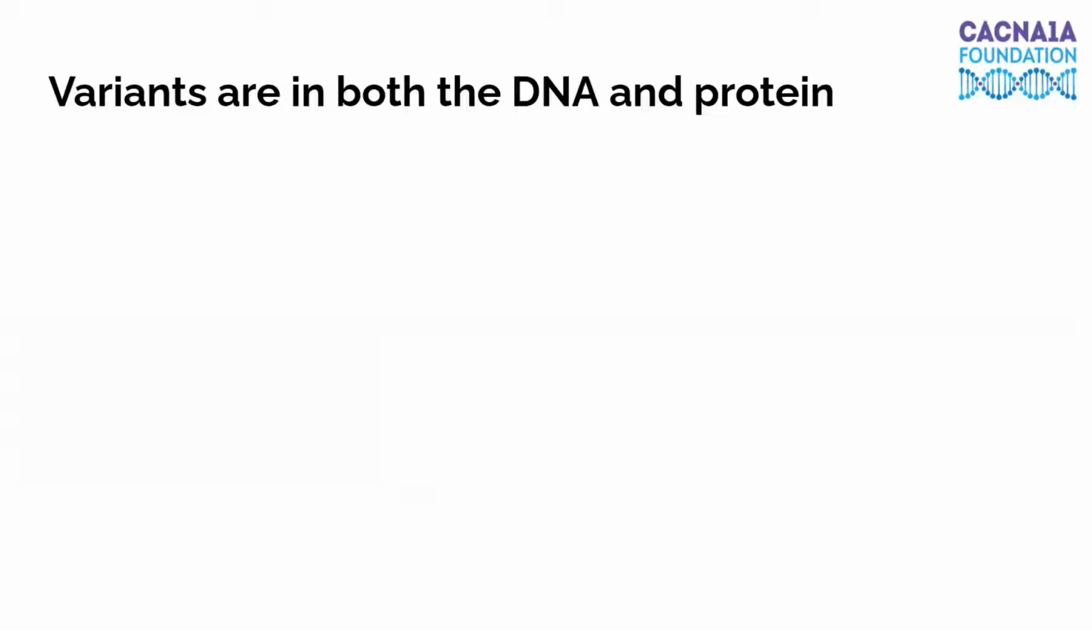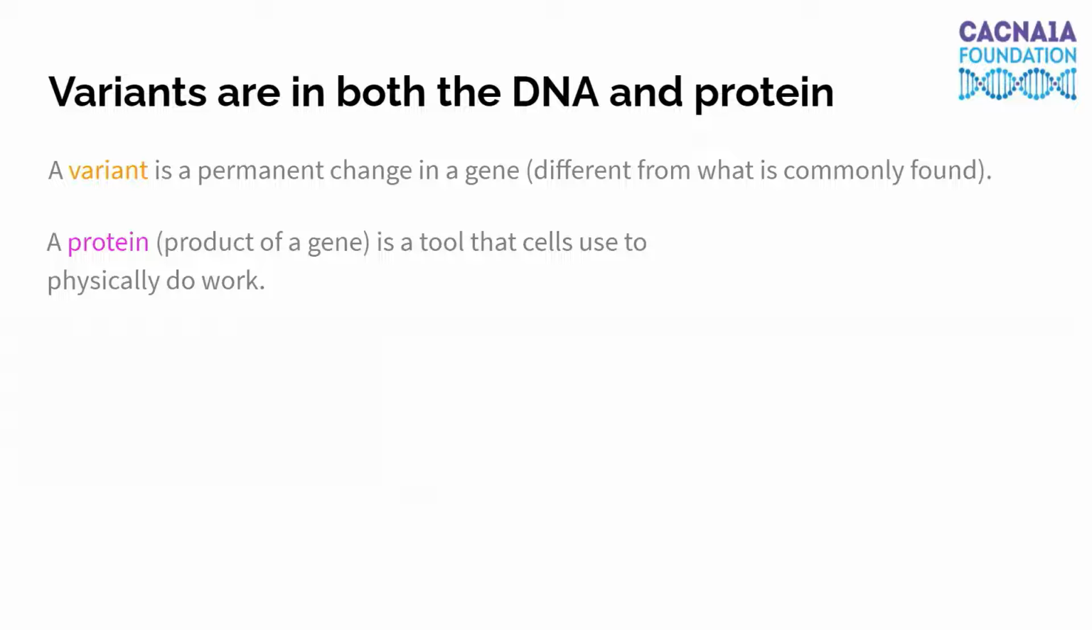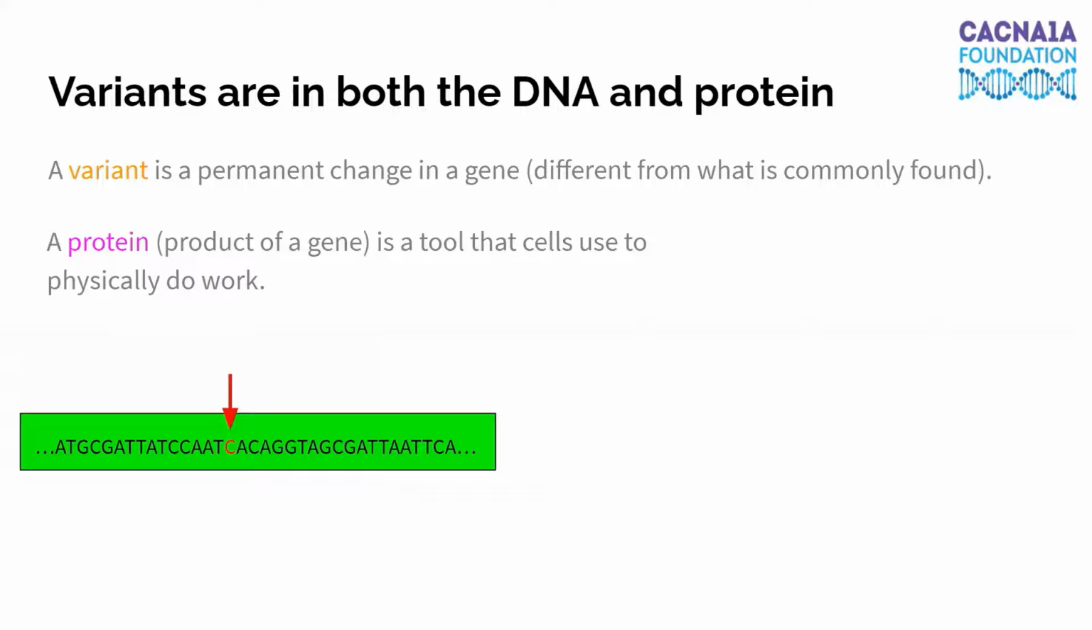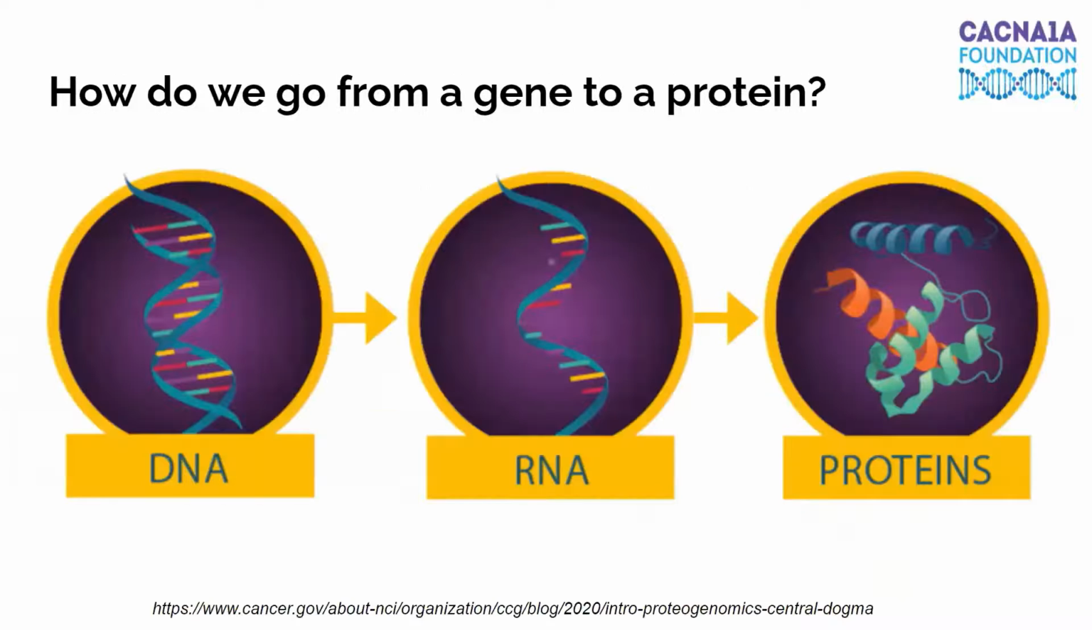So one thing to remember is that variants are found in both the DNA and the protein. Remember that a variant is a permanent change in a gene, which is different from what is commonly found in the human population. And a protein is a product of that gene, which is a tool that cells use to physically do work. Any change in the gene is going to be directly linked to a change in the final 3D structure of a protein. Your genetic test report will often have the variant listed as both a DNA change and a protein change.